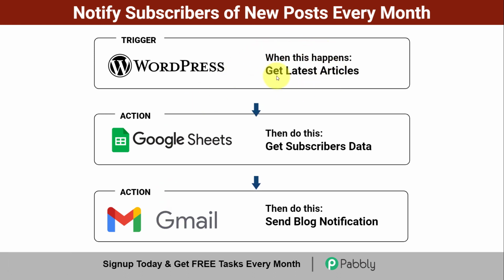Every month on a specific date, the latest articles will be fetched from this WordPress website automatically. Even the subscribers data will be fetched from this Google Sheets automatically, and the notification of latest articles will be sent automatically on Gmail. And do you know, even a non-technical person can automate this process very easily.